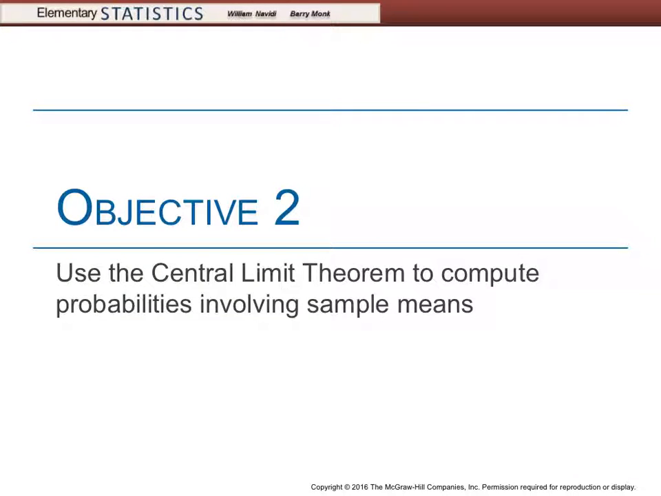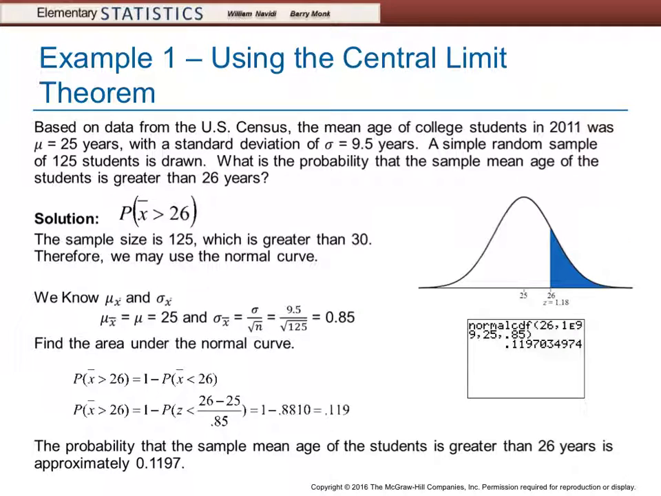Now we're going to use the central limit theorem to compute probabilities involving sample means. In our first example, we based the data on the U.S. Census. The mean age of a college student in 2011 was 25 years with a standard deviation of 9.5 years. A simple random sample of 125 students is drawn. What is the probability that the sample mean age of the students is greater than 26 years?